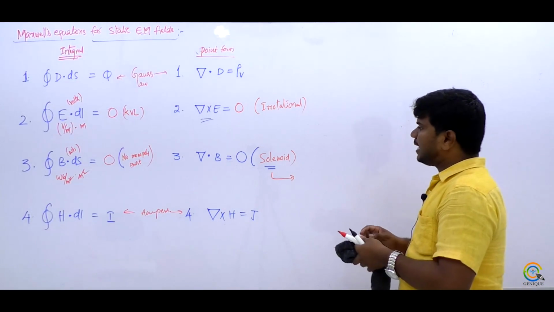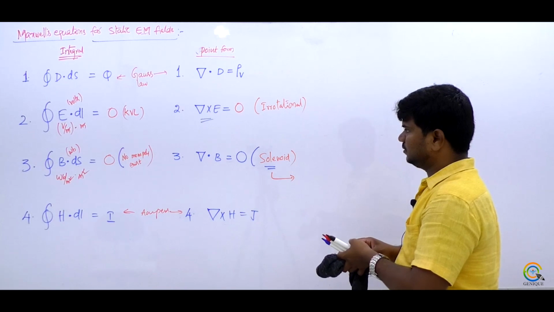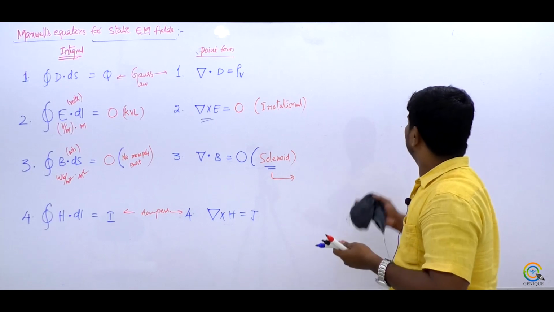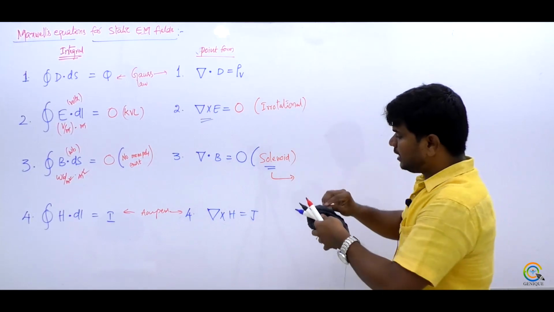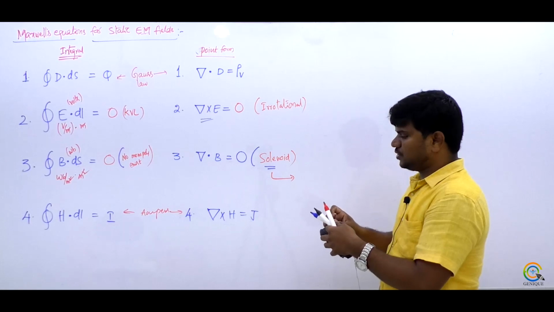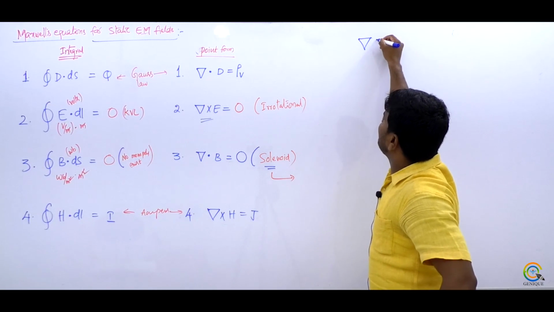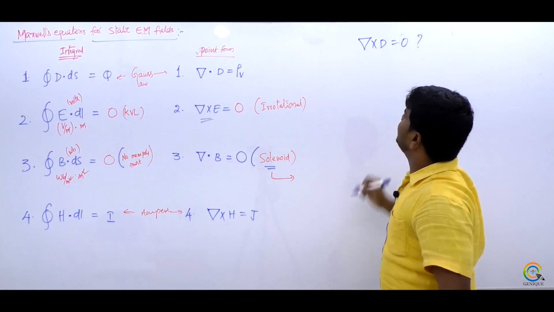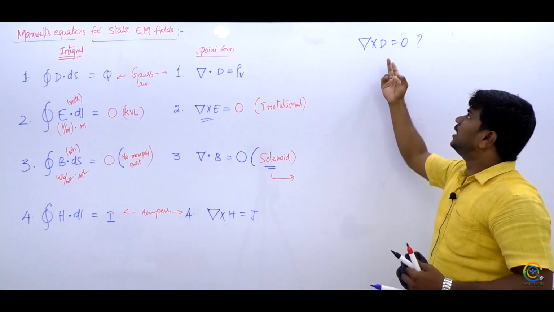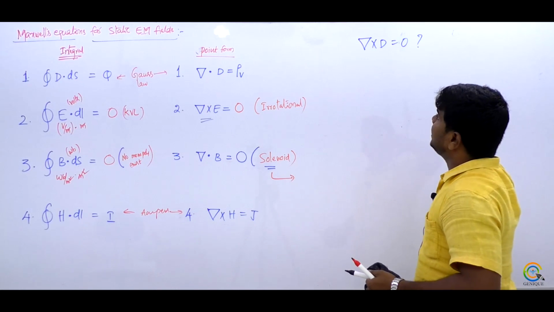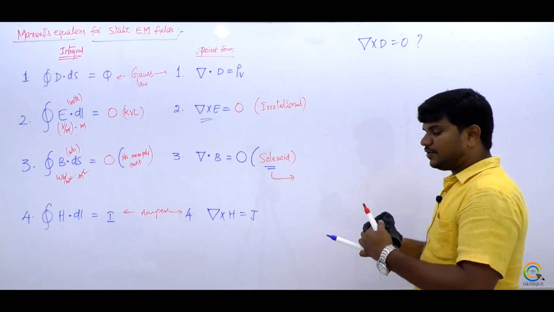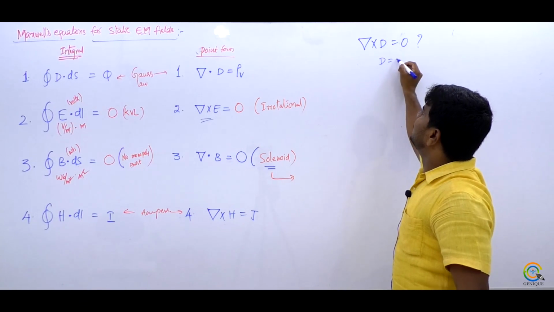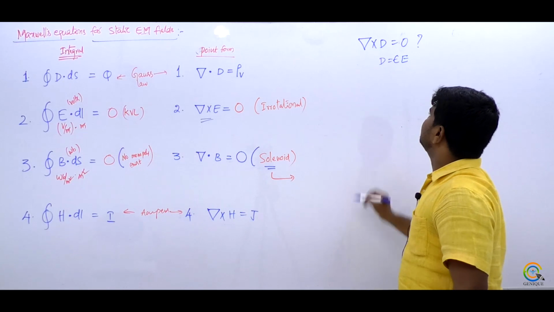So from the above equations, see, del cross E is equal to 0. Can I write del cross D is equal to 0 here? Can we write del cross D is equal to 0? This is an important question for the public sector unit examination. Can we write it? So observe this. What is D? D is equal to epsilon E.